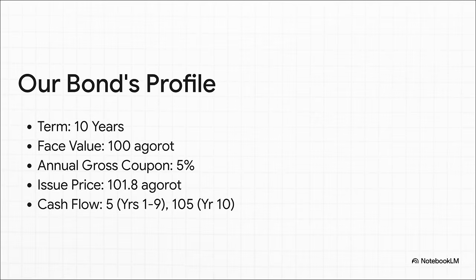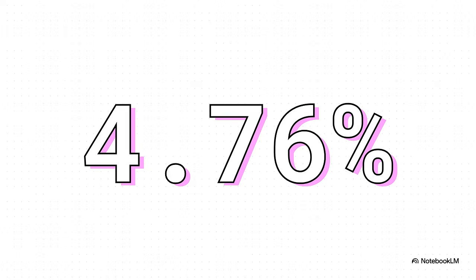But, and this is important, check out that issue price, 101.8. The investor actually paid a little extra, a premium, to get this bond. We'll see why that matters in a second. So the cash flow is super simple, right? 5 agorot for 9 years, and then a big payment of 105 in that final year when you get your principal back.